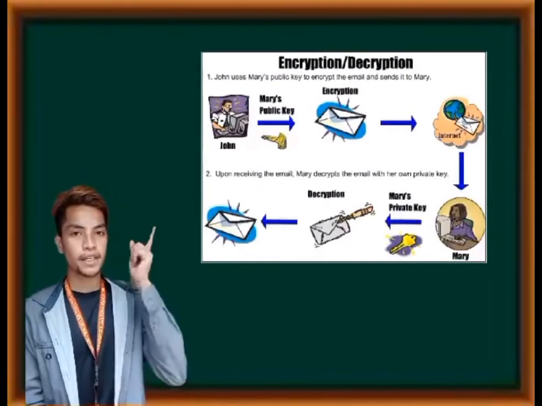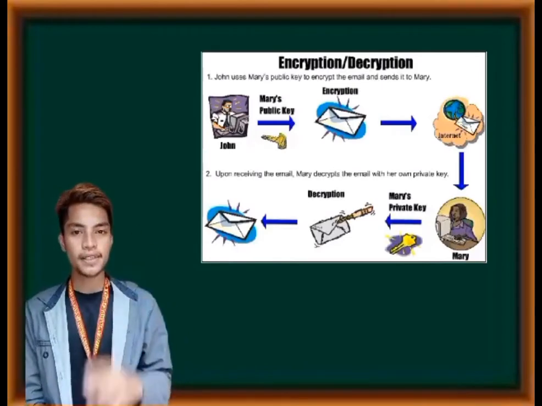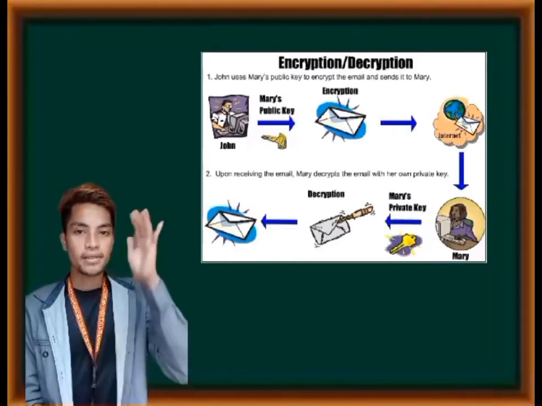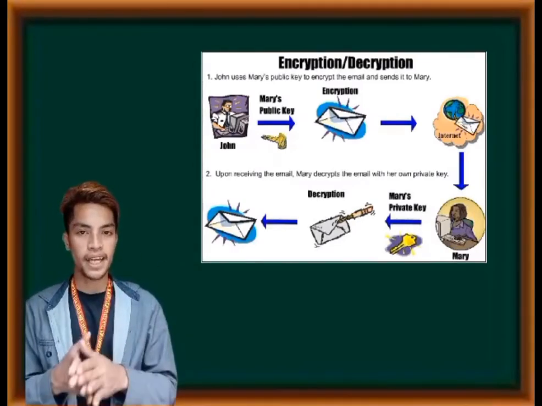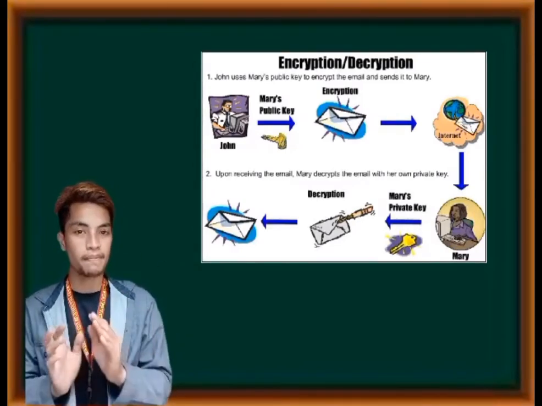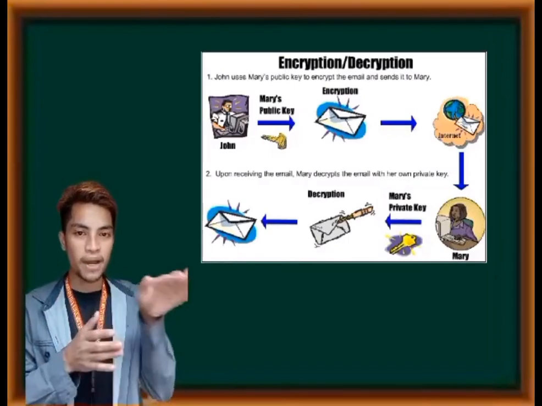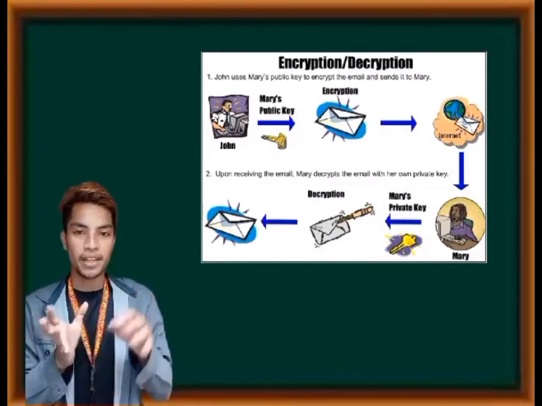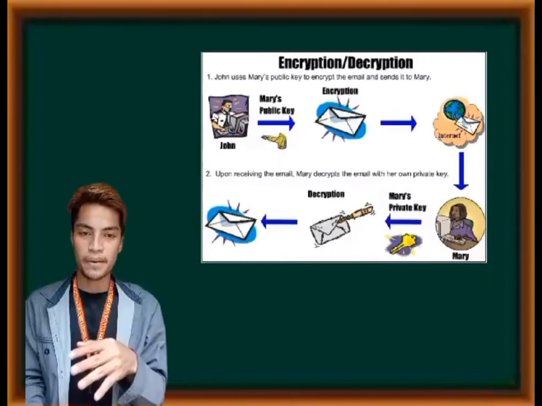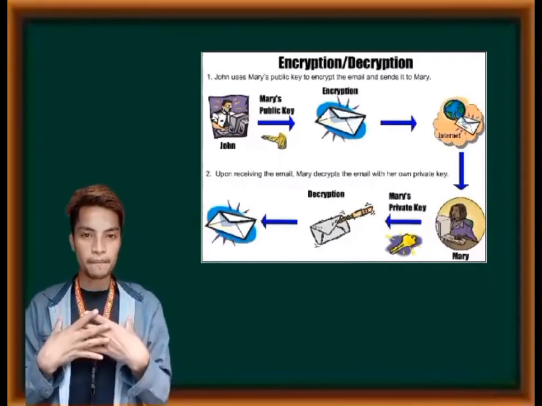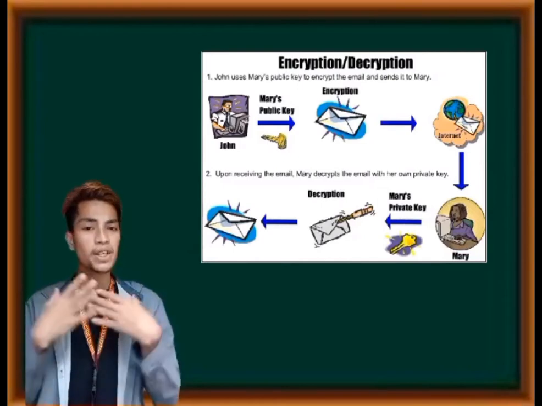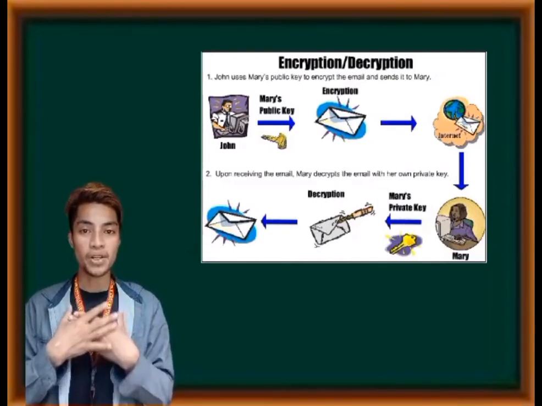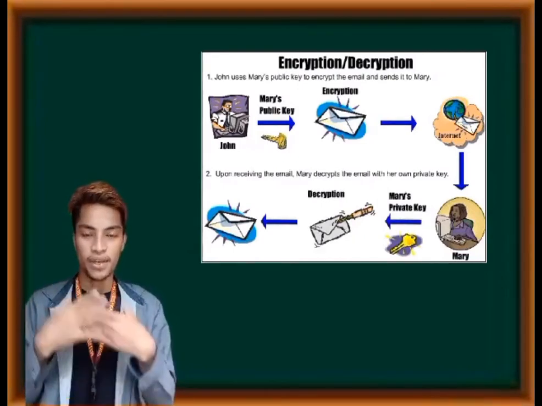So for the example in this picture, we have John and Mary. John gets the public key for Mary. For example, he will send "I love you" to Mary through the internet. So Mary will receive it and use her private key. It's a private key because only Mary knows what John sent to her.